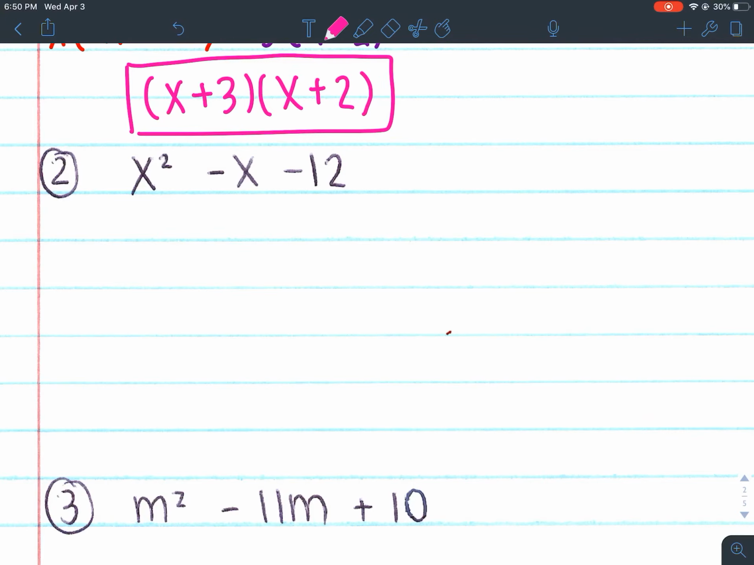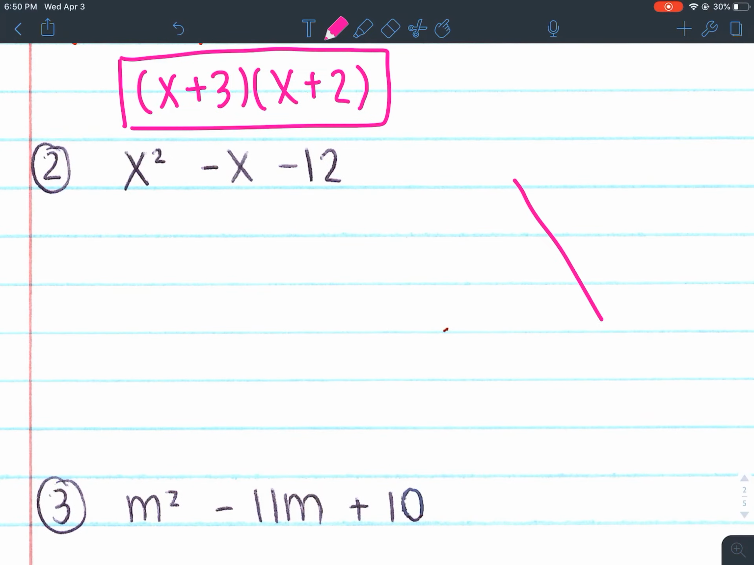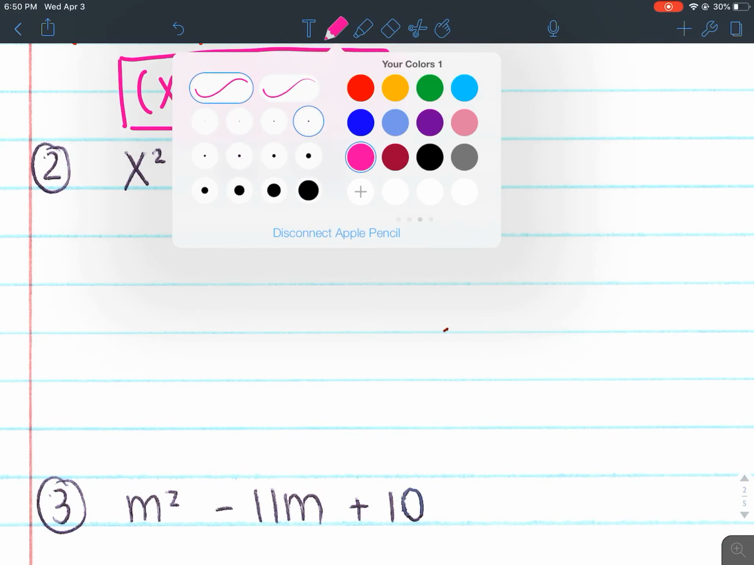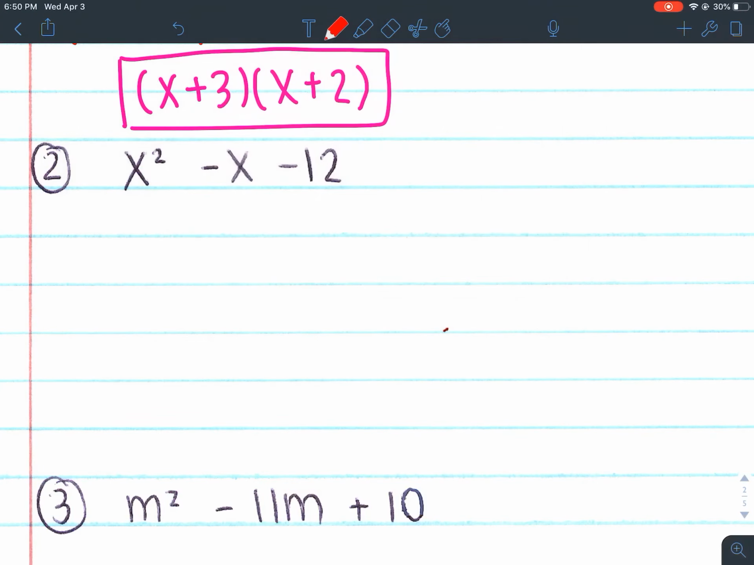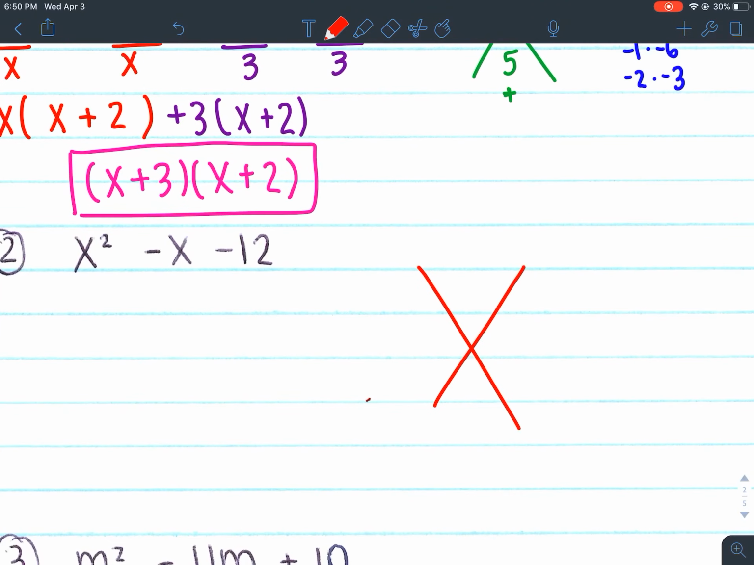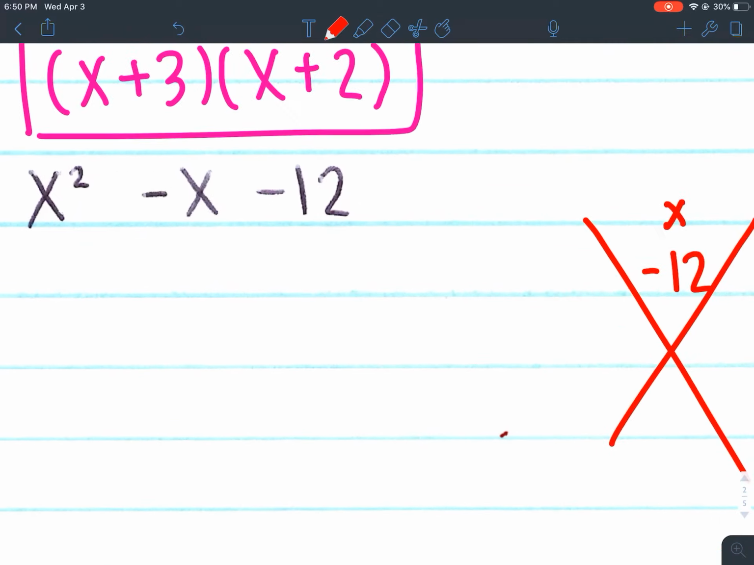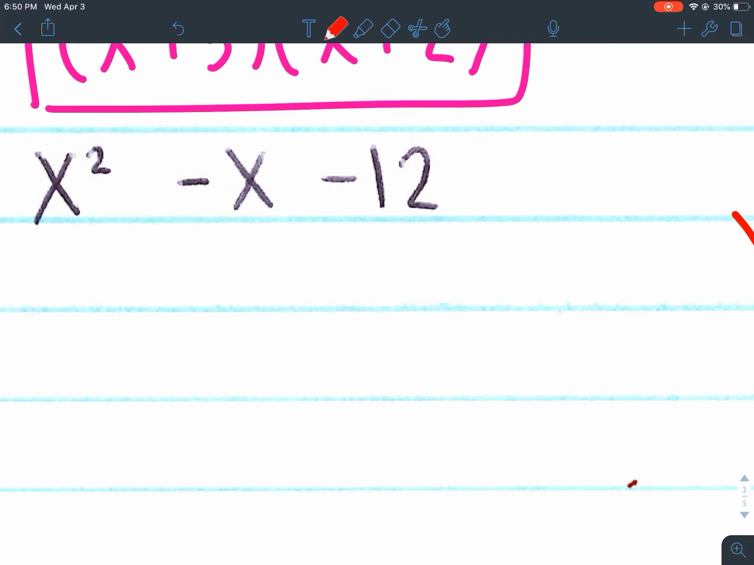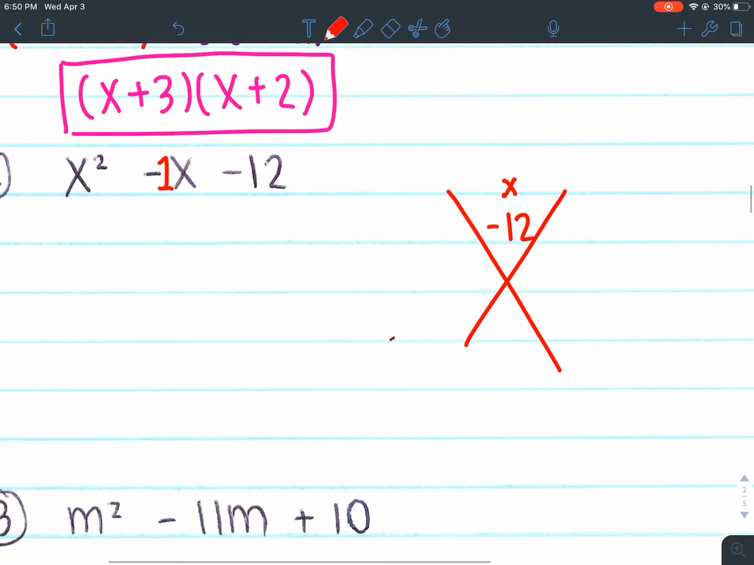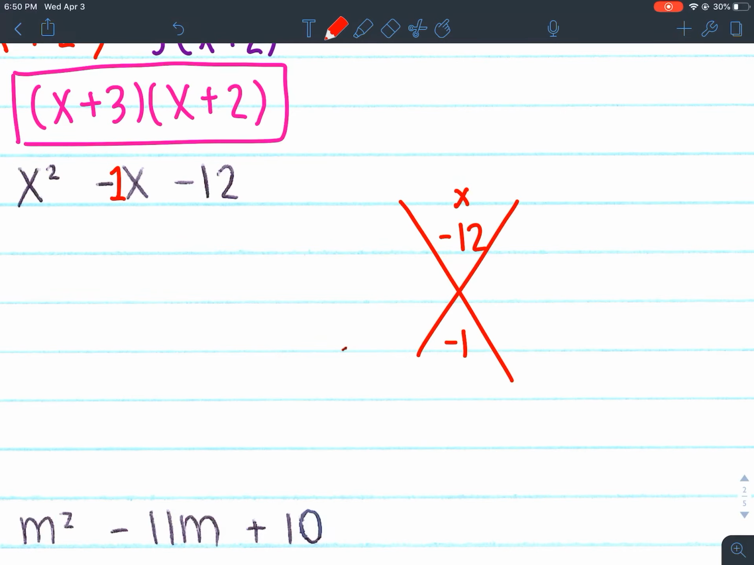You can split your middle term. So draw my little x here. Let's use a red. Doesn't really matter what color I use, but I just wanted to use a different color. Okay. Now, AC method. So 1 times negative 12 is negative 12. That goes on top. I want it to multiply to negative 12, and I want it to add to what? What's the number in front of my x here? Technically a negative 1. So we want it to add to negative 1.